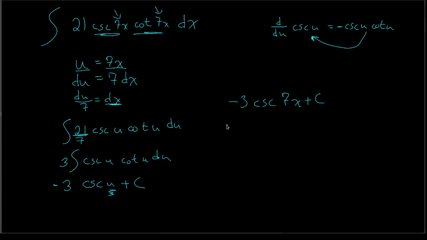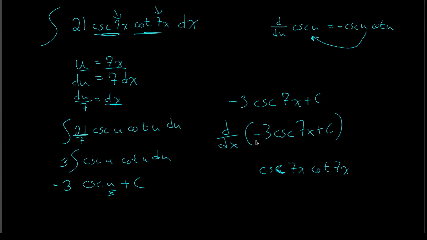And to check that, if we take the dx of this, then we get the derivative of this, so that's going to be cosecant 7x cotangent 7x with a negative, so that's going to cancel out the negative here, times, right, because of the chain rule, the derivative of this times 7, so 21, and then the derivative of c goes away because it's a constant, and lo and behold, I am back up here. So it checks.